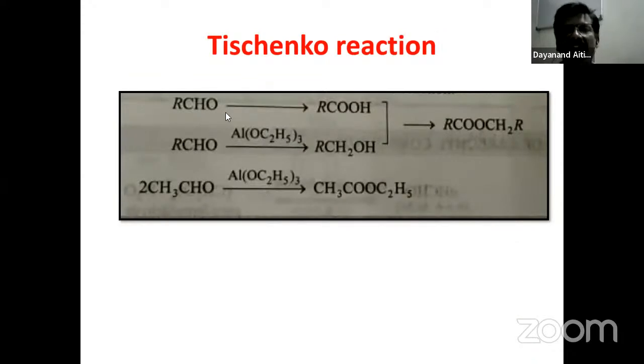Now, aldehydes, like in the Cannizzaro reaction which gives carboxylic acid and primary alcohol, in the presence of aluminum ethoxide give esters. Esters are formed. This reaction is known as the Tischenko reaction. Aluminum ethoxide gives the ester CH3COOC2H5. Why? Because one mole is converted into alcohol. It is a redox reaction again.